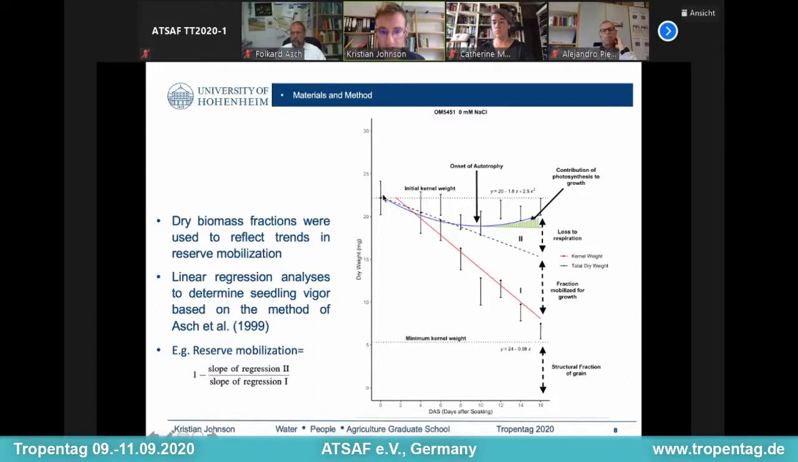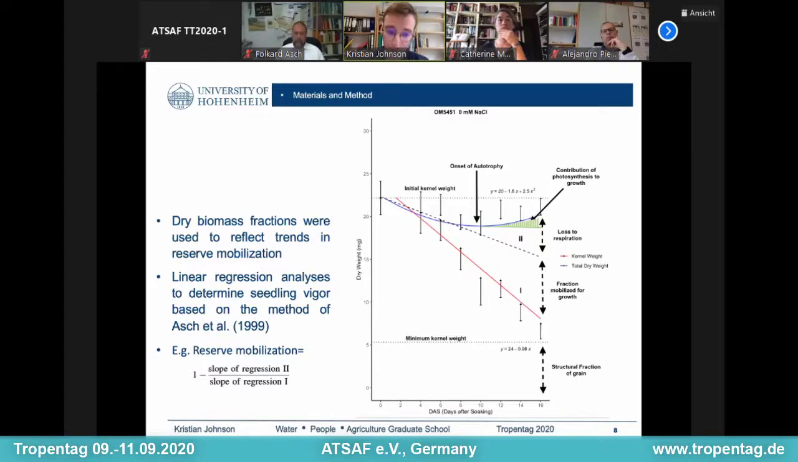So as you can see, it starts at a certain point, which would be the kernel, and it dips as the kernel reserves are exhausted, and then slowly increases again as the plant begins to photosynthesize and develop carbon through that method, and not just rely on the seed reserves themselves. The red regression happens to be the kernel weight, and as you can see, it's very nicely decreasing over time as the energy reserves in the seed are exhausted as the plant uses them for growth.